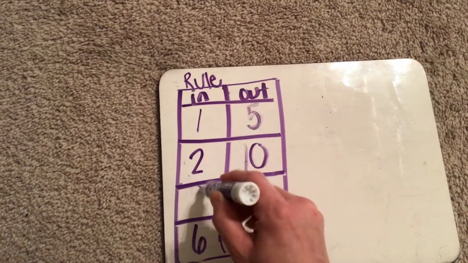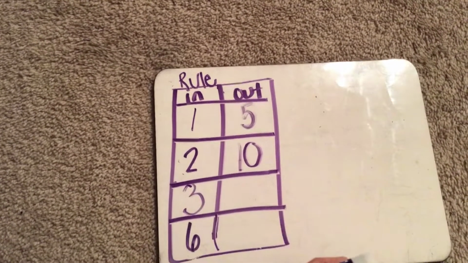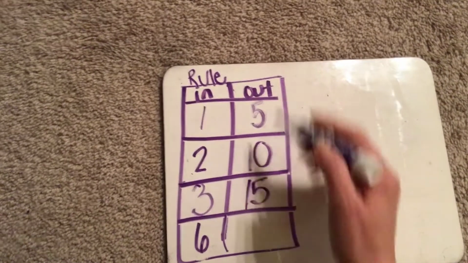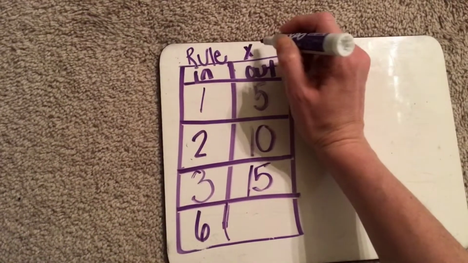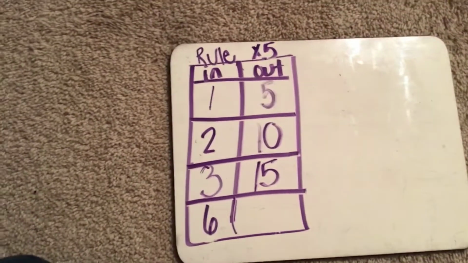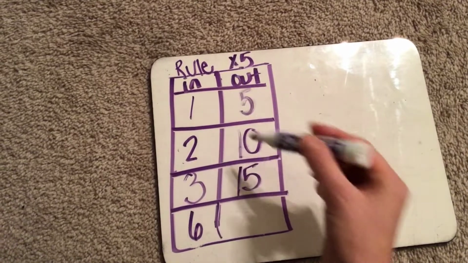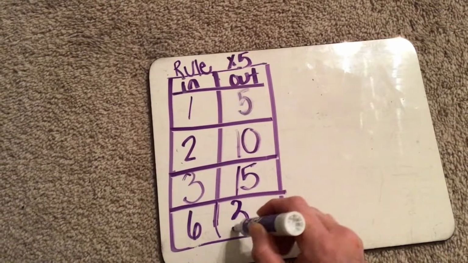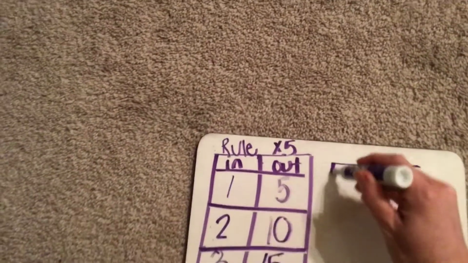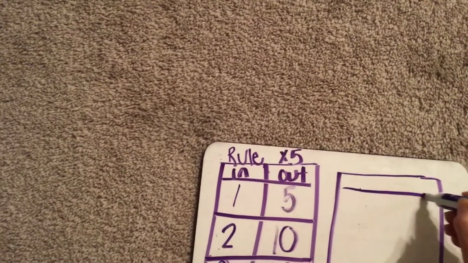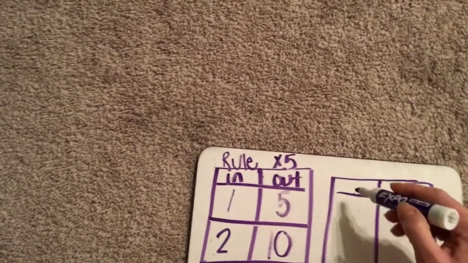Yes, it is. Let's go ahead with 3 here. 3 times 5 is, you guys are rock stars, and I'm going to write my rule at the top. Multiply by 5. And what is 6? Multiply by 5. 30. Good job. Well, just like we did with the addition and subtraction, we're going to do with multiplication and division.